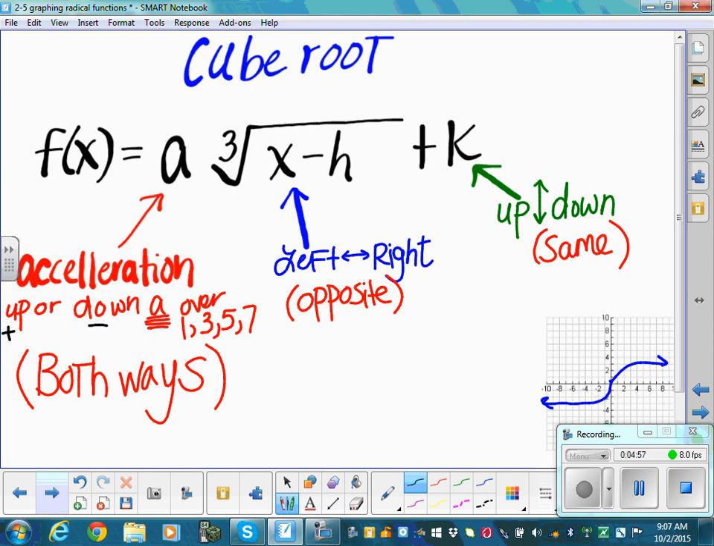the same way. You'll go up or down your a value over 1, 3, 5, just like with square roots. But with cube roots, we go both ways. So we'll be going this way, and then we'll be going this way. Once again, what's added with the x under the cube root is our shift left and right. You always go the opposite. Our plus k's are shift up and down, and our sign will stay the same. We'll go with the sign.